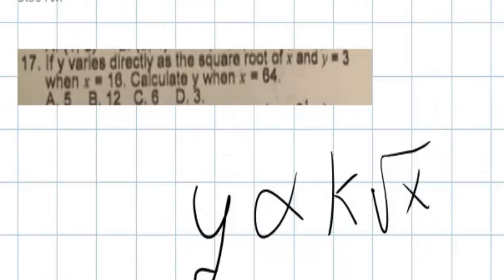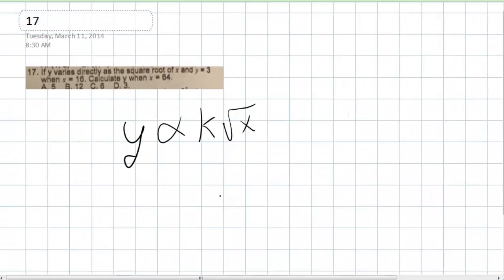So here we have question 17, and it says if y varies directly as the square root of x, and y is equal to 3 when x is equal to 16, calculate y when x is equal to 64. So first I want to explain to you where I got this expression from. Okay, so it says y varies directly as the square root of x.